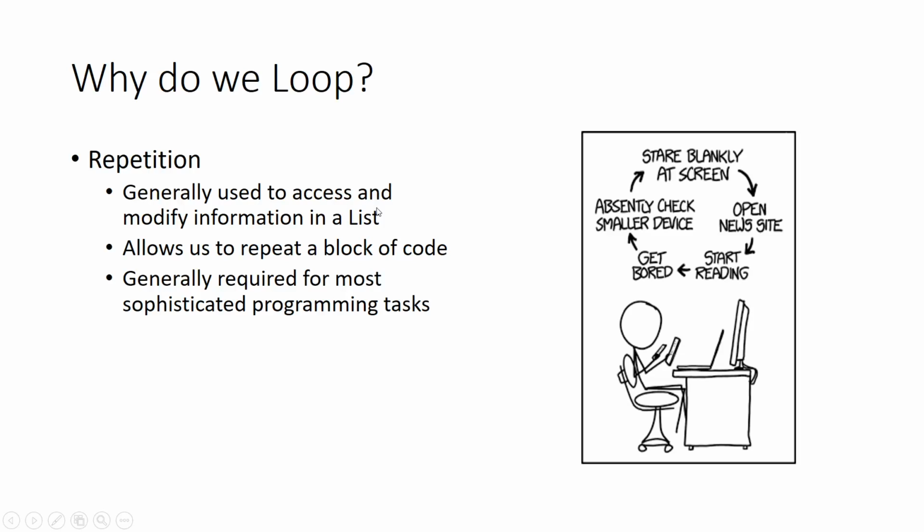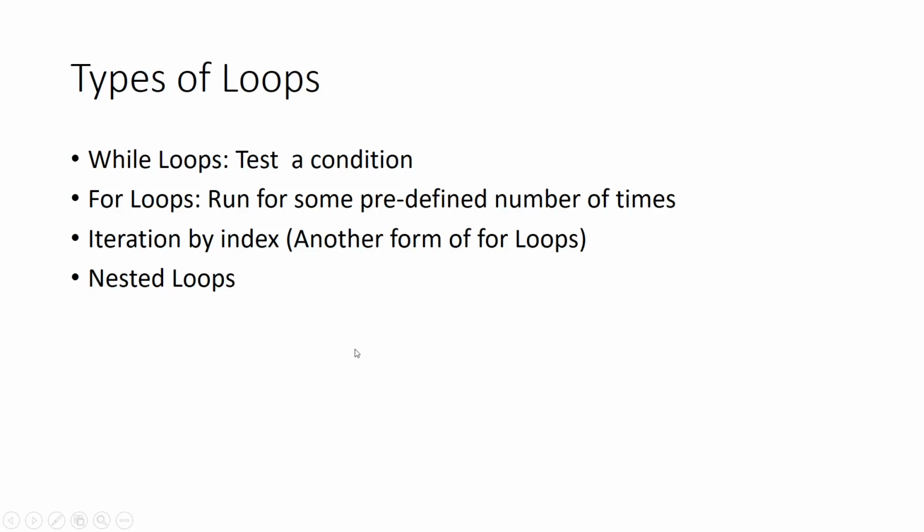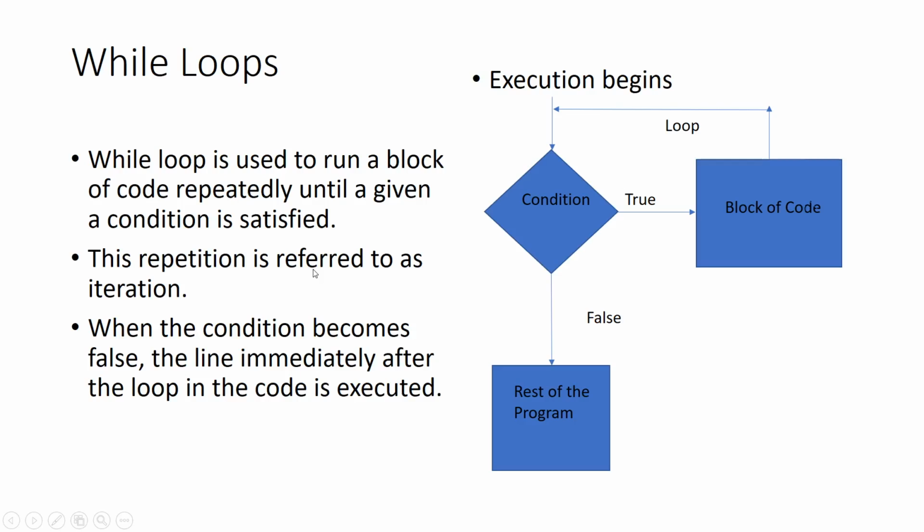And of course, why do we loop? Because repetition is an integral part of any program. And generally, we will be using this to access and modify information in a list, and this will allow us to repeat a block of code. And this is generally required for more sophisticated programming tasks, right? That is why we loop. In this lecture, I'm talking about while loops, but definitely there are more types of loops. Throughout the course, we'll talk about two types of loops. The first one is the while loop that I'm discussing in today's lecture, and the second one is the for loop. Before we talk about the differences, let's go and look at what a while loop does.